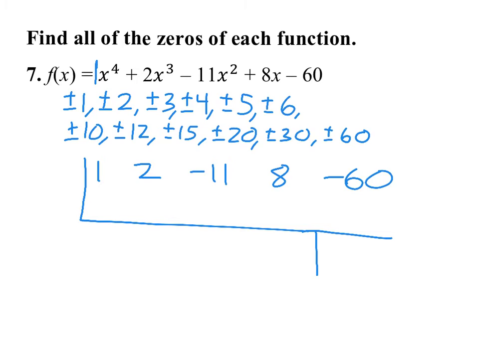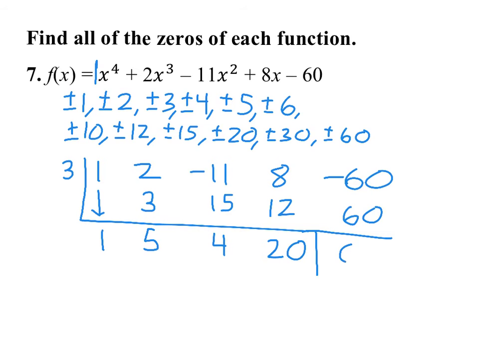All right, I'm going to try positive 3 and we'll see if that works. Bring down the 1. 1 times 3 is 3. 2 plus 3 is 5. 3 times 5 is 15. Negative 11 plus 15 is 4. 3 times 4 makes 12. 8 plus 12 is 20. 3 times 20 is 60. And then we have 0.